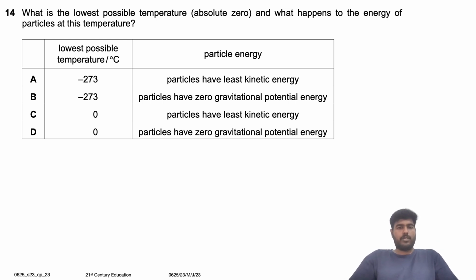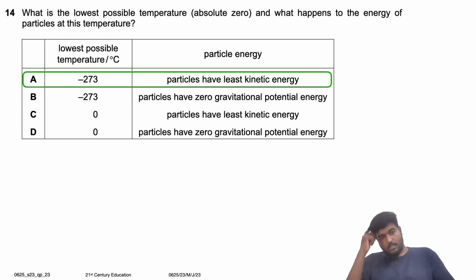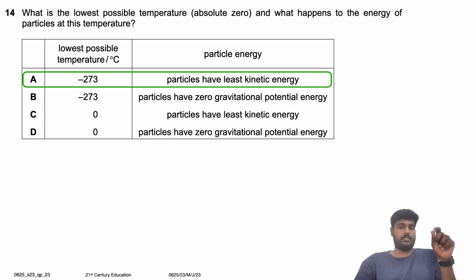What is the lowest possible temperature? Absolute zero. And what happens to the energy of particles at this temperature? We know that the lowest possible temperature is called absolute zero, which is minus 273 degrees Celsius. And the particles have the least kinetic energy. Gravitational potential energy is independent of temperature. That's just mgh. There is no role for temperature. And this is not 0 degrees Celsius, it's 0 kelvin, lowest, absolute zero.